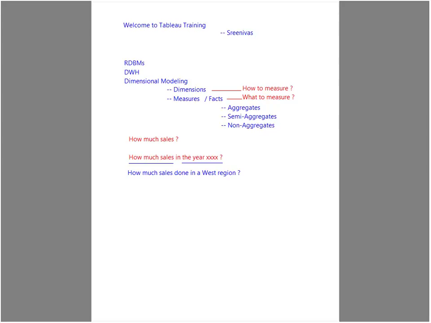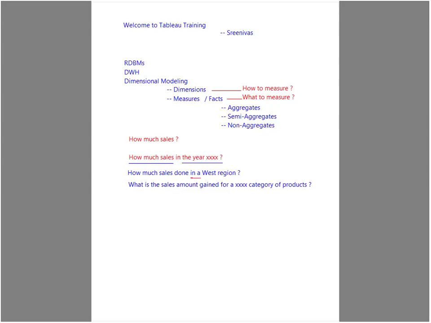So questions like this are meaningful questions. That is why whenever you are asking a question, it is not only what you want to say or find, but it should have some reference, like in the West region, in a particular year, in a particular category of products, etc. So the second part of my question, in which year, which category, in which region, is what we call our dimension.